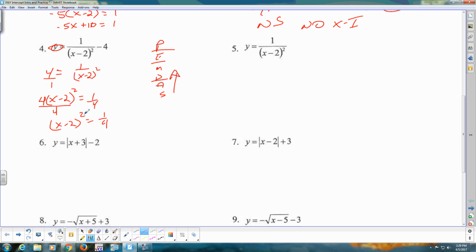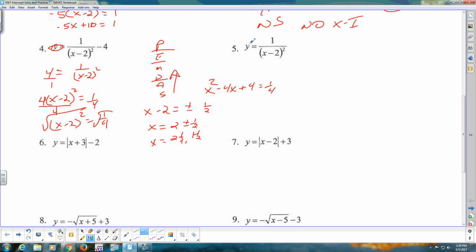I want to get rid of the square. Don't expand it and get x squared minus 4x plus 4 equals 1/4. No, that would be a mistake. You didn't get rid of the square, you kept it. Get rid of it by square rooting. So you got x minus 2 equals plus or minus, the square root of 1 is 1, the square root of 4 is 2. Now add the 2 to the other side. 2 plus or minus 1/2. So that's 2.5. 2 minus 1/2 is 1.5. Okay, those are your two x-intercepts. You have 2 of them.